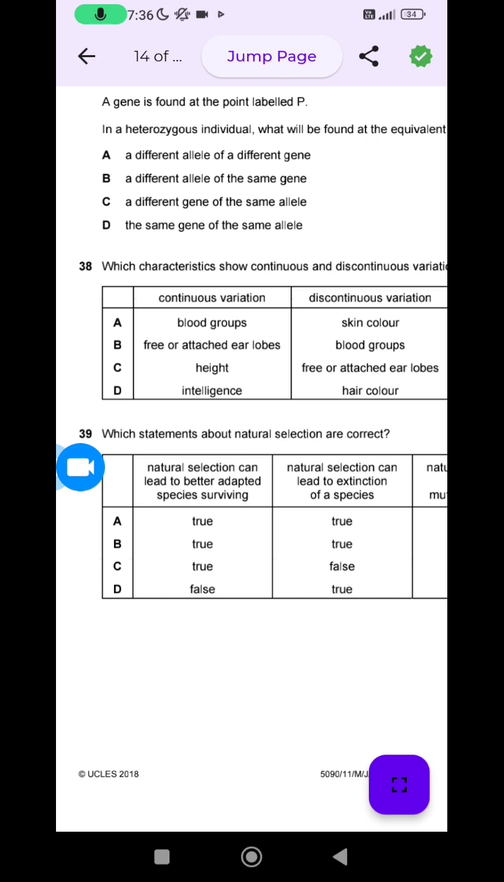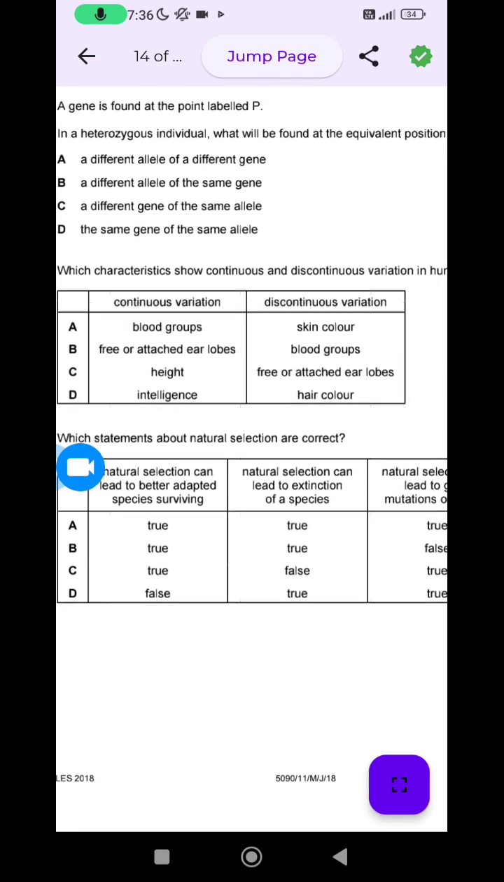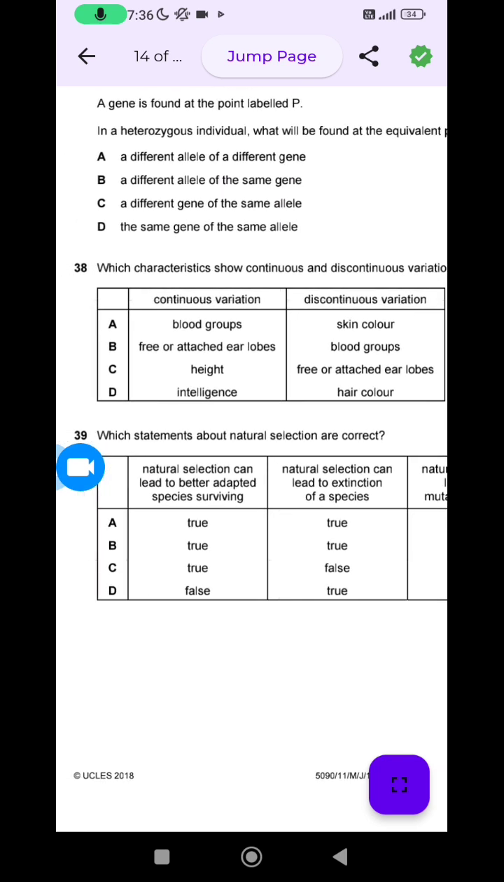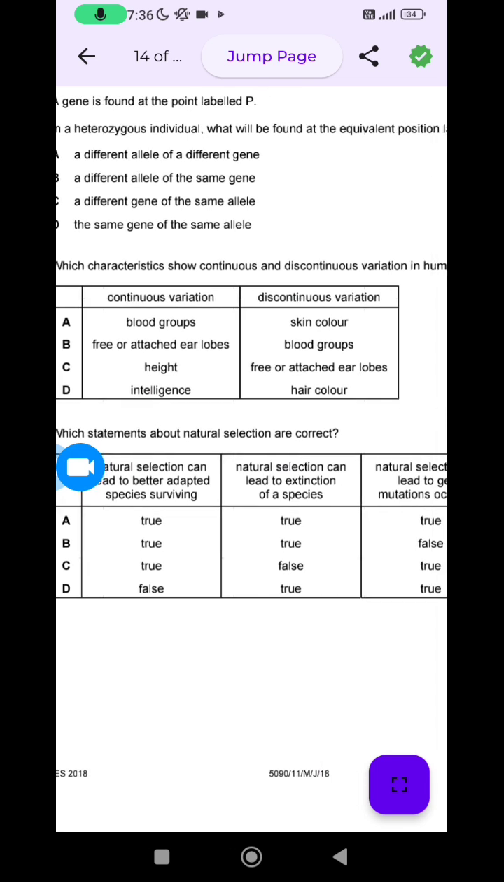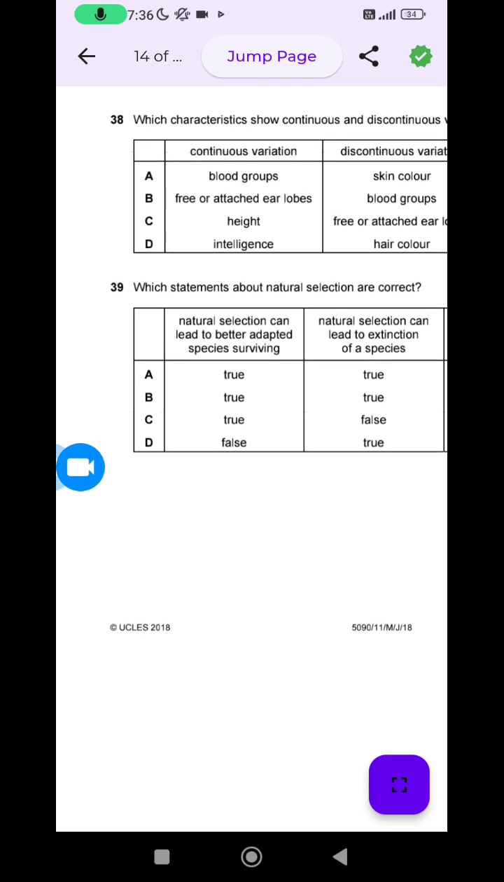Intelligence and discontinuous variation, we have hair color. And for C, continuous variation has height, which is correct because height is always related to continuous variation, and free or attached earlobes is discontinuous, so C is the correct option. Moreover, intelligence is continuous, not discontinuous, so D is also incorrect.